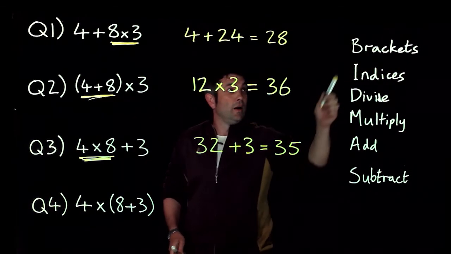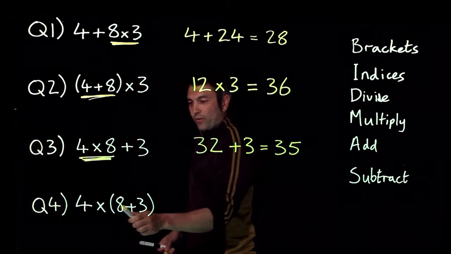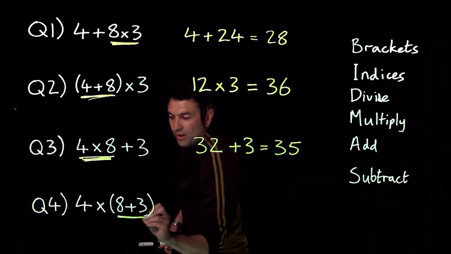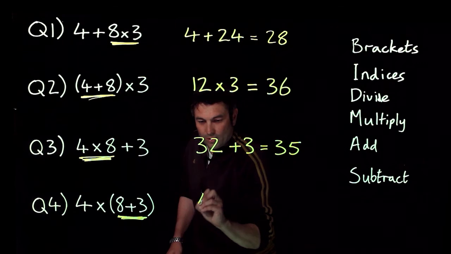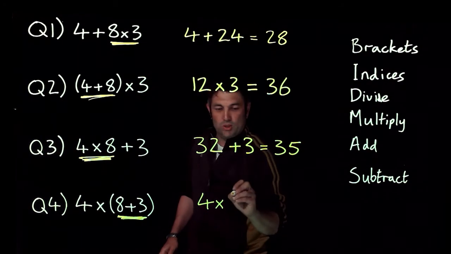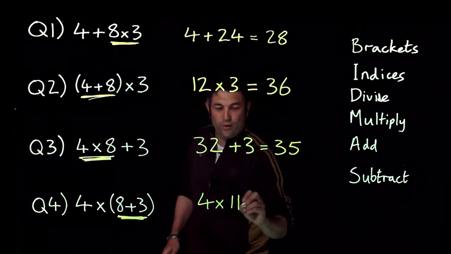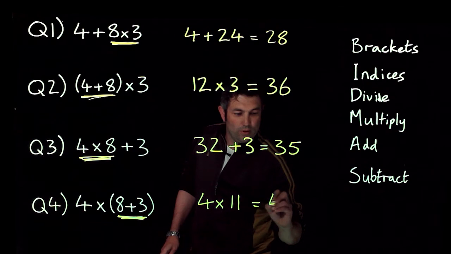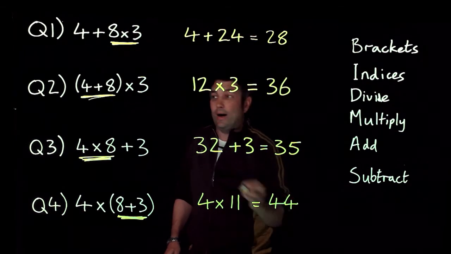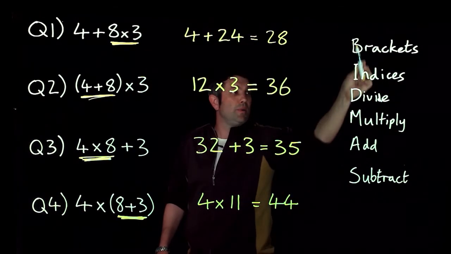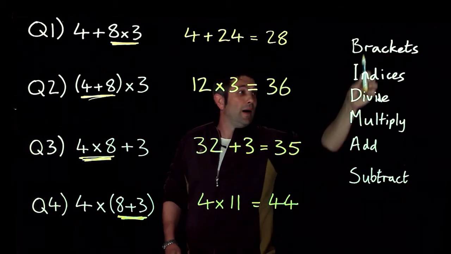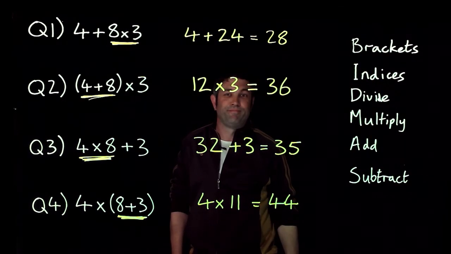And then finally, I'm looking down here, I've got some brackets, so that's the bit I'm doing first. Okay, 8 plus 3. Nothing's happened with the 4 times yet. 8 plus 3 is 11. Okay, 4 times 11, nice and easy, 44. And even though we've got all the same numbers, we've got 4 different answers there, purely because of the BODMAS and the rules thereof.